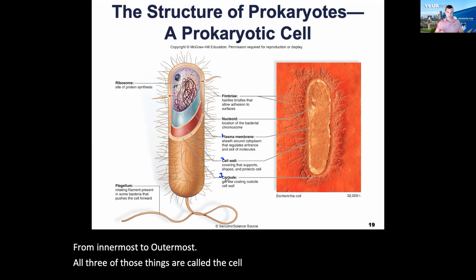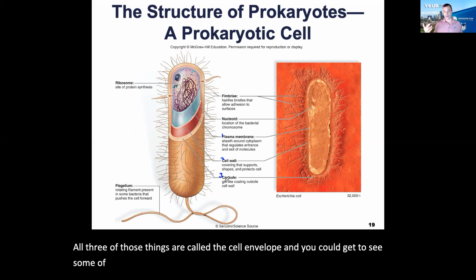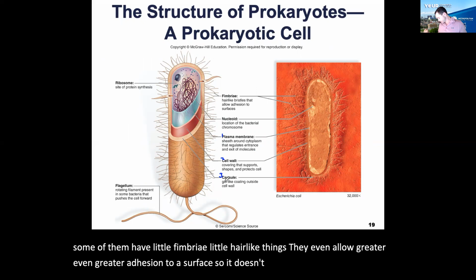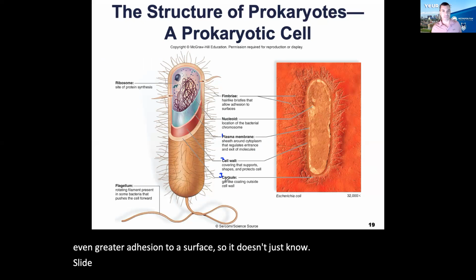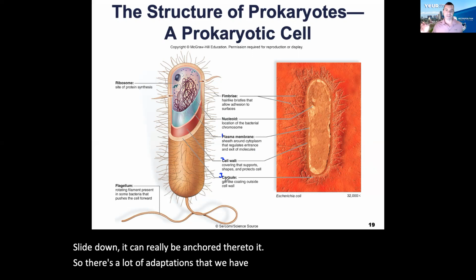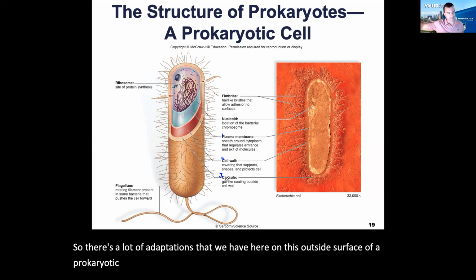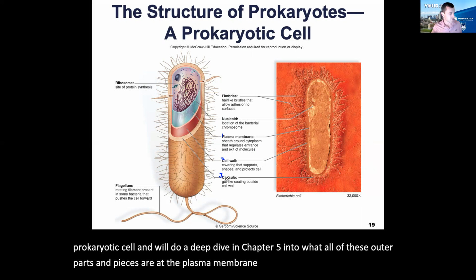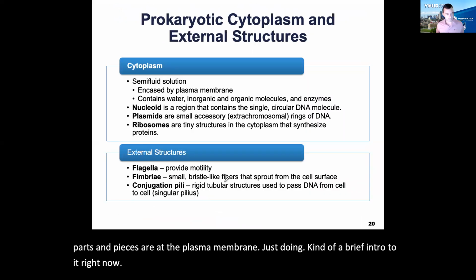All right. And you can kind of see some of them have little fimbriae, little hair-like things. They even allow even greater adhesion to a surface, so it doesn't just slide down. Okay? It can really be anchored there. All right. So there's a lot of adaptations that we have here on this outside surface of a prokaryotic cell, okay? And we'll do a deep dive in chapter 5 into what all of these outer parts and pieces are of the plasma membrane. Just doing a brief intro to it right now.